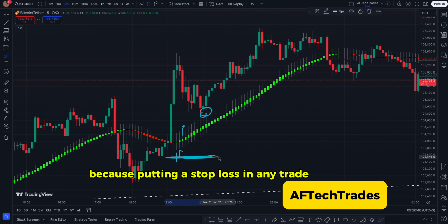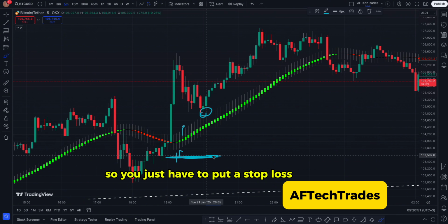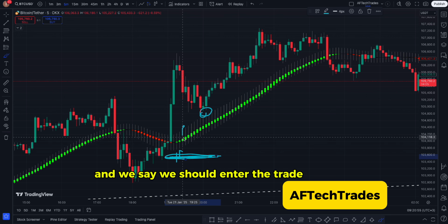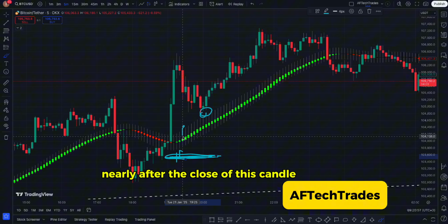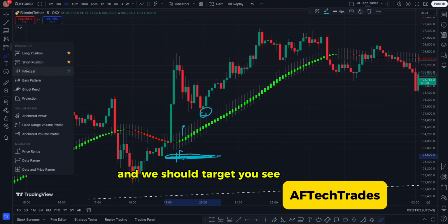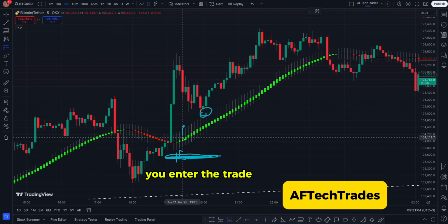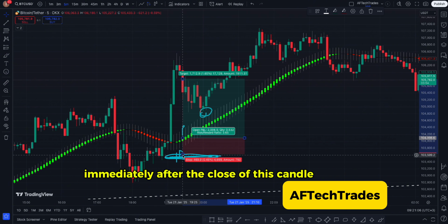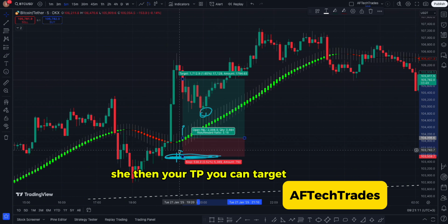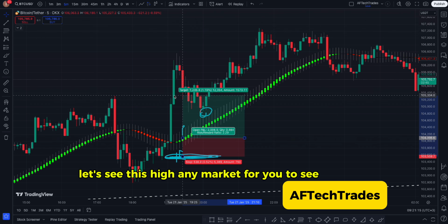Putting a stop loss in any trade is part of risk management, so you just have to put a stop loss. Your stop loss should be here, right? And we say we should enter the trade after the close of this candle. So let's see how this trade goes. You enter the trade immediately after the close of this candle, your stop loss is here, just below the Heikin Ashi. Then for your TP, you can target, let's say, this high. Let me mark it for you to see.